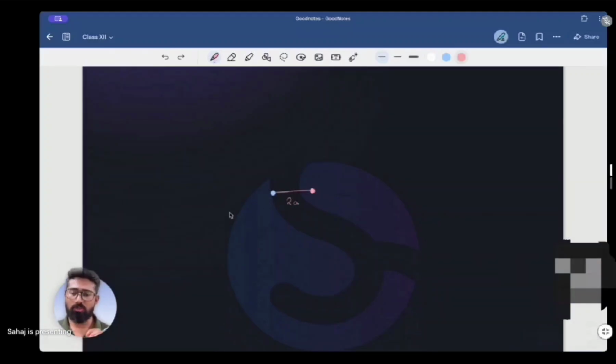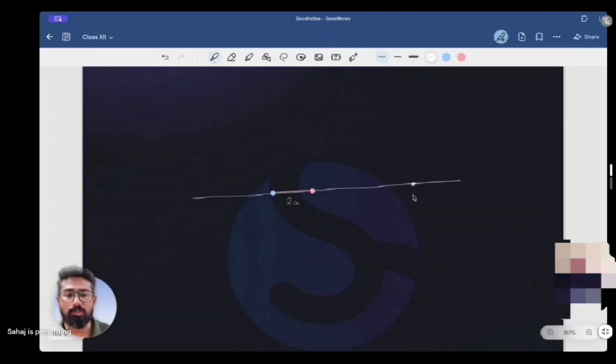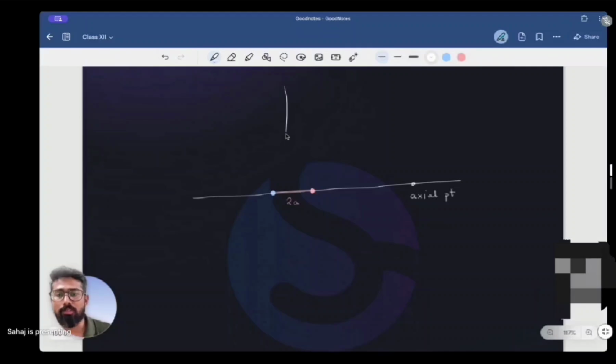For a dipole, there are two things that are important. One is the axial point and one is the azimuthal point. What are these things? An axial point is anything that lies along the axis of this dipole. This point is an axial point. And you could also take a perpendicular bisector of this dipole. Any point on this perpendicular bisector is an azimuthal point.